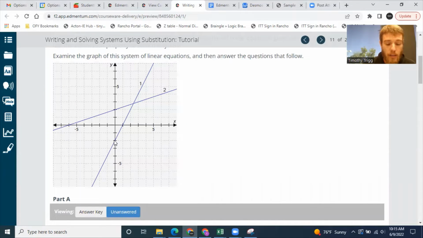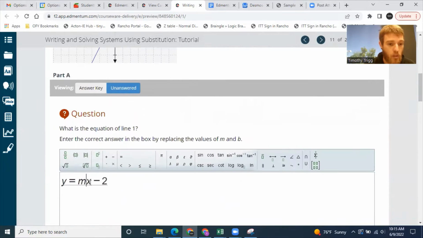Now, how do we calculate the slope? Well, remember the slope, or your m, is the rise over run. So rise divided by run. In this case, you'd rise 2, run 1. So 2 over 1, which is just 2. So the equation for line 1 is y equals 2x minus 2.